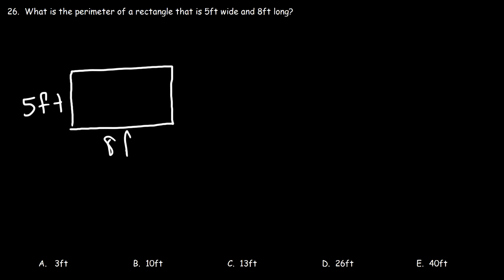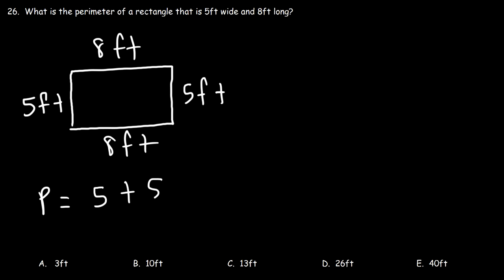26. What is the perimeter of a rectangle that is 5 feet wide and 8 feet long? So let's draw a rectangle. So it's 5 feet wide, 8 feet long. The perimeter is the sum of all 4 sides. So this side has to be 5 and the other side has to be 8. So to calculate the perimeter, we can just add up the numbers. So it's going to be 5 plus 5 plus 8 plus 8.